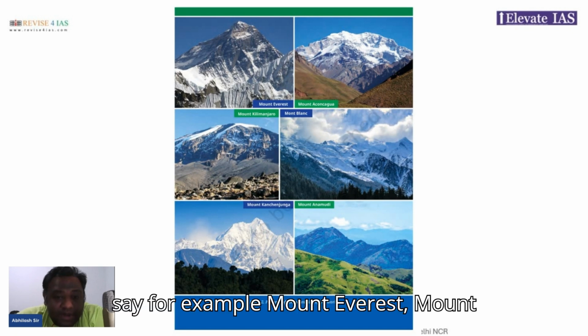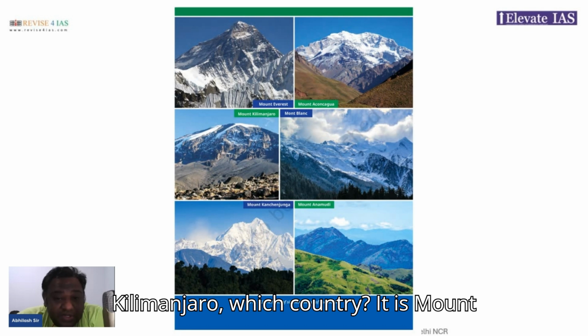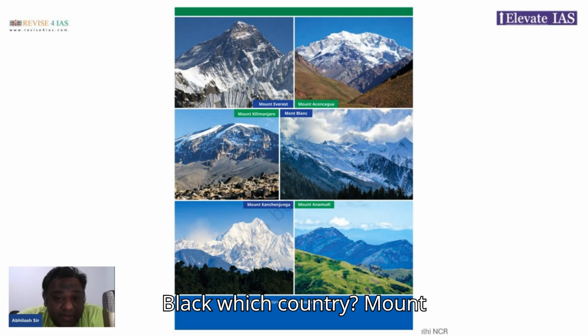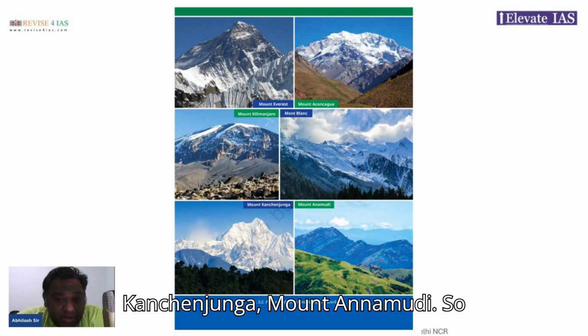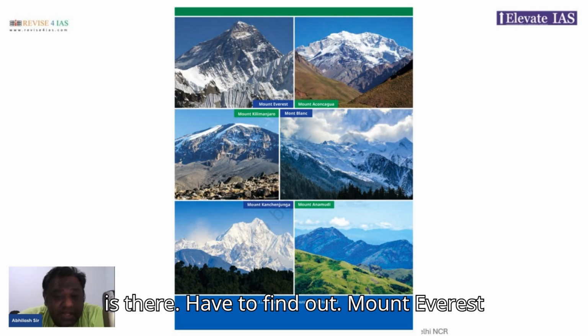So say for example, Mount Everest, Mount Aconcagua, where is it, Mount Kilimanjaro, which country it is, Mont Blanc, which country, Mount Kanchenjunga, Mount Anamudi. So you have to see which hill range it is in. You have to find out.